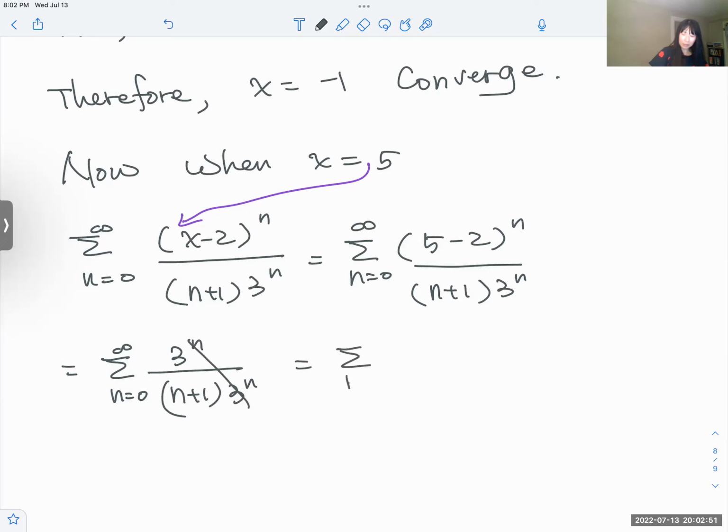So we have 1 over n plus 1. So how can you determine this one? With the harmonic series. Yeah, it's divergent by the harmonic series. Very good.